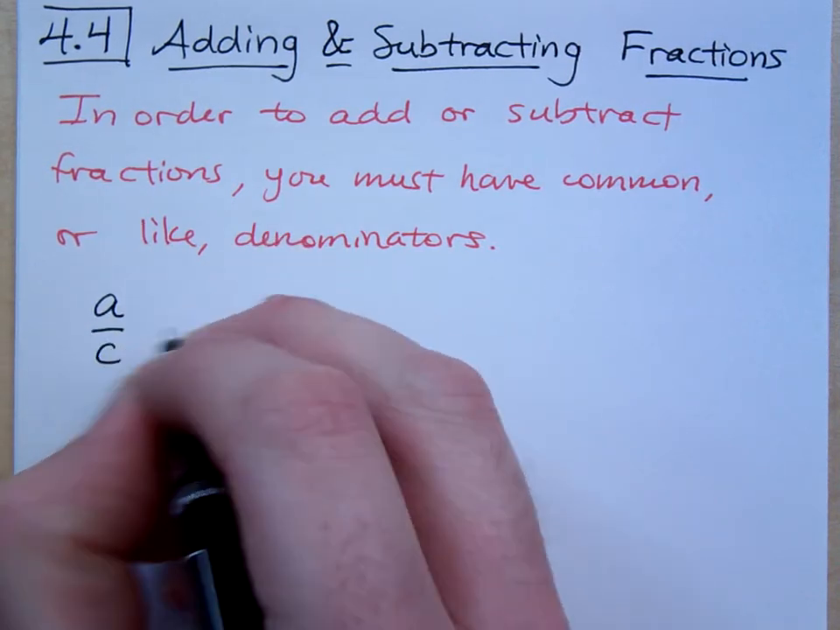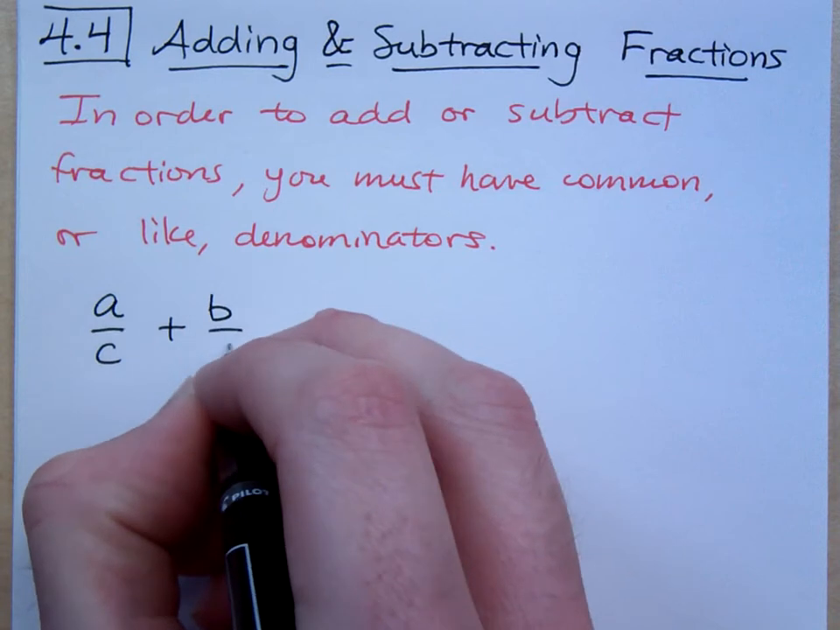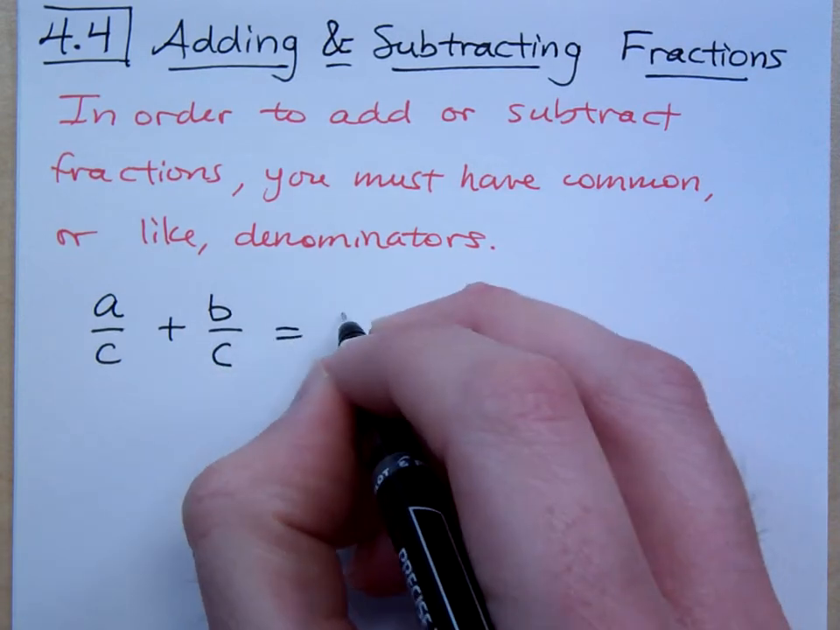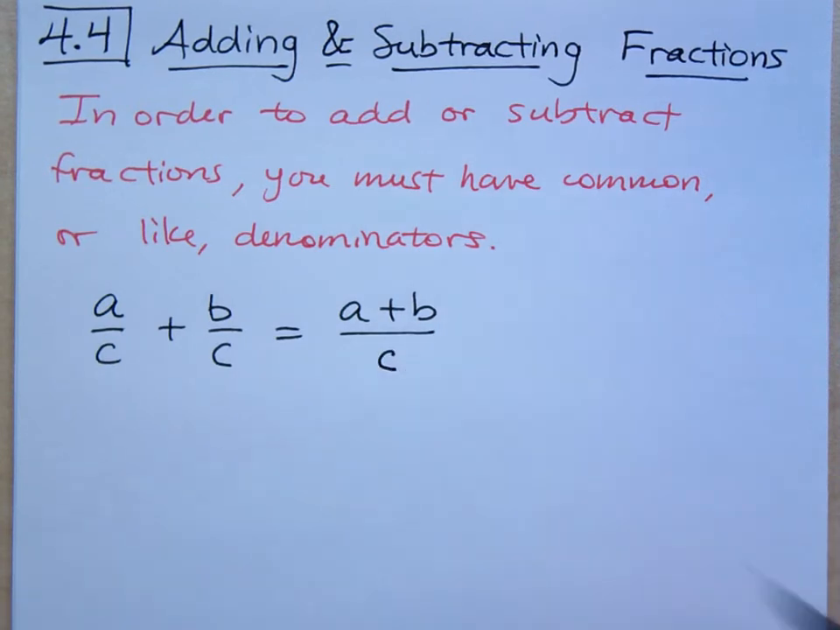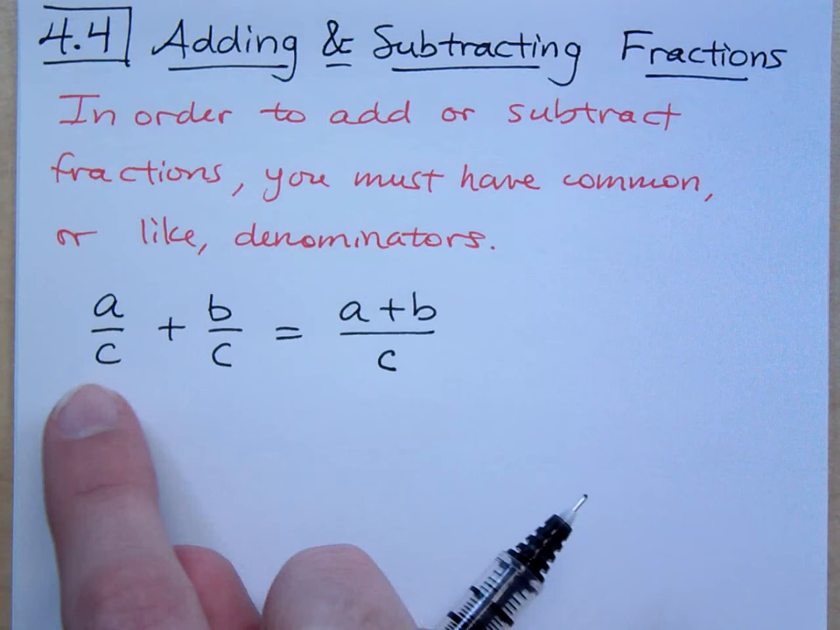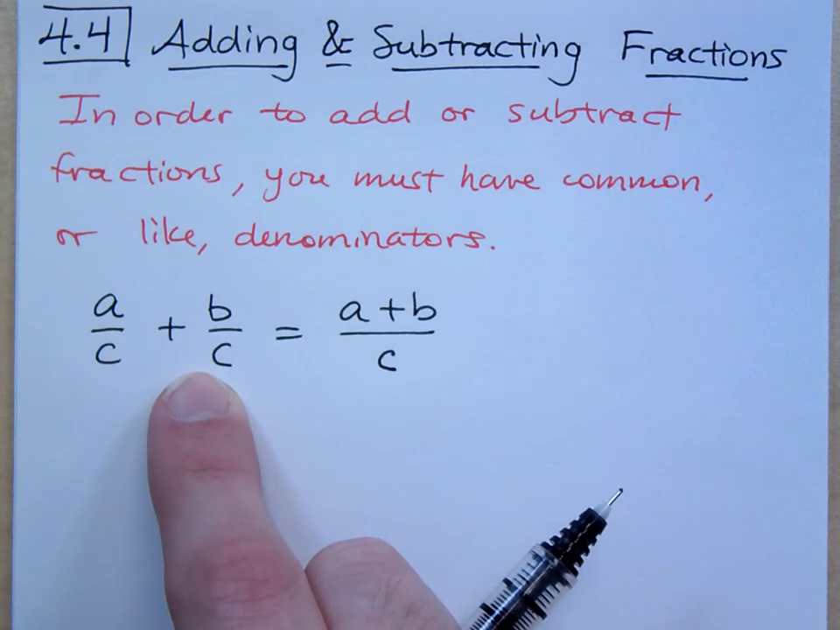If I have a over c plus b over c, if we have the exact same denominators and you're adding, you add the numerators, but you keep the denominator. Remember the meaning of the denominator. If you lose the meaning of the denominator, then you lose the whole concept of fractions. The denominator tells you how many equal parts makes up a whole unit, right?